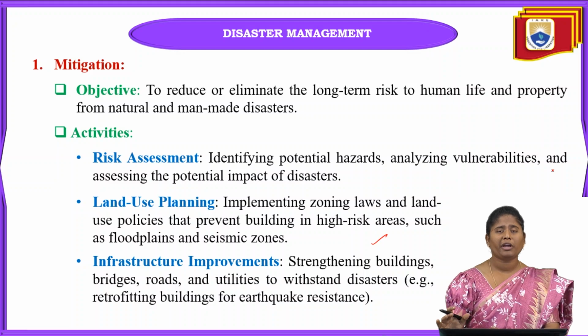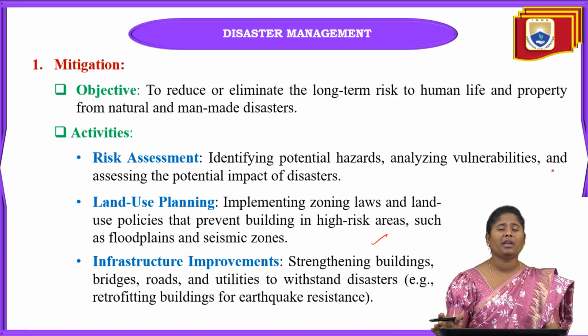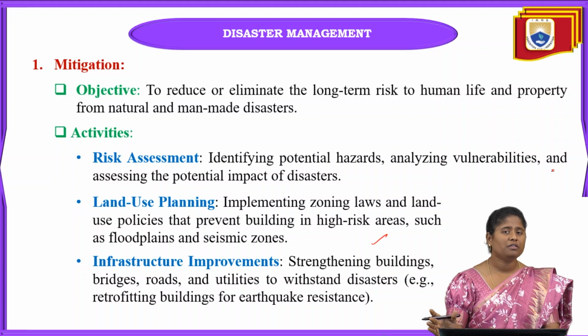By following the zoning laws and also the land use policies, we can prevent building in high risk areas. Some zone 2 regions will be there. In the zone 2 region, earthquakes will be very minimal. But compared with zone 5, zone 5 will have more earthquakes happening in that area.